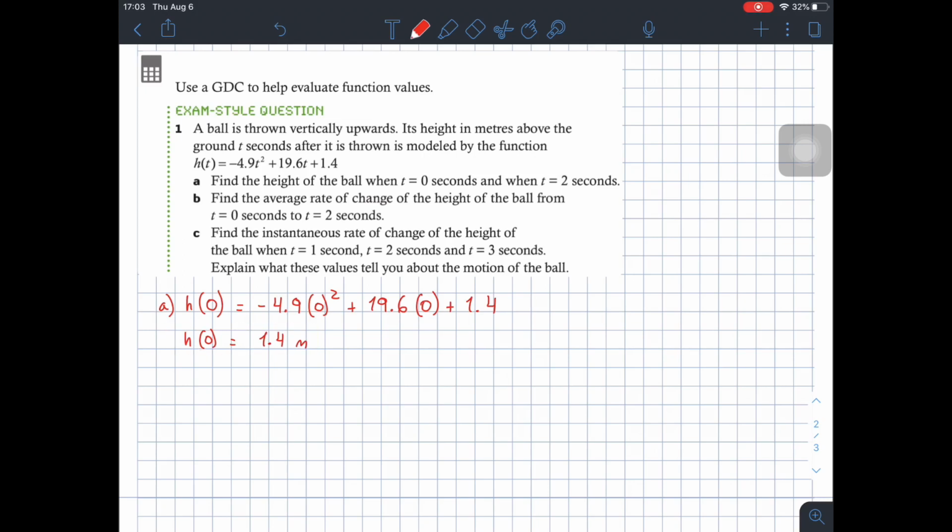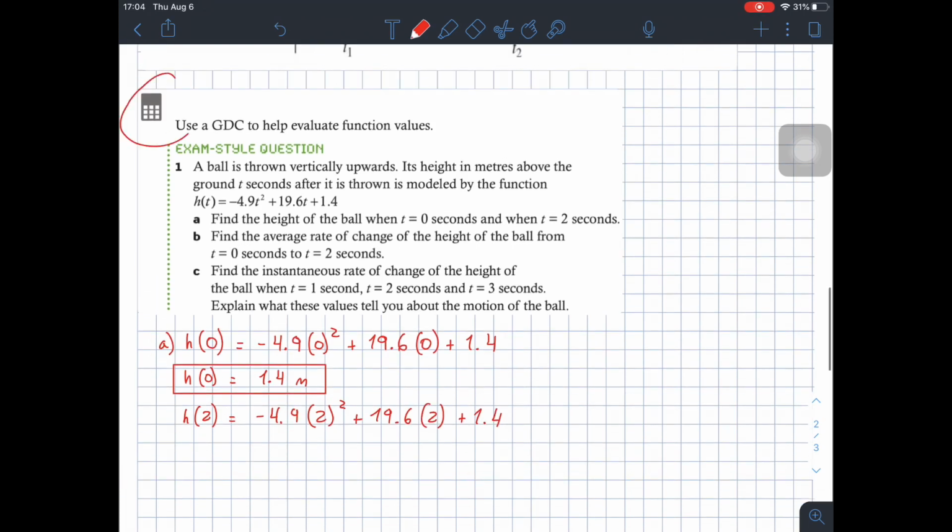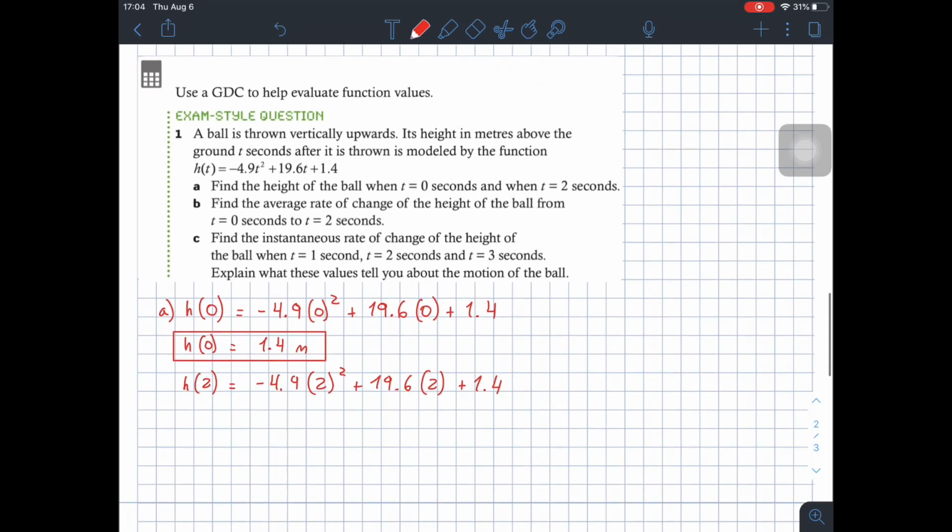Then I want to find the height after 2 seconds. So I'm going to do the same thing, h of 2, and this is negative 4.9 times 2 squared plus 19.6 times 2 plus 1.4. If you use a calculator, you're allowed to use a calculator for this. You're going to get as a result that the height after 2 seconds is 21 meters.